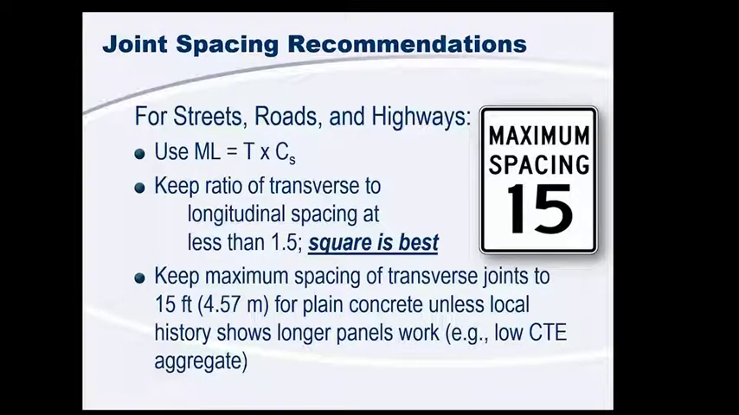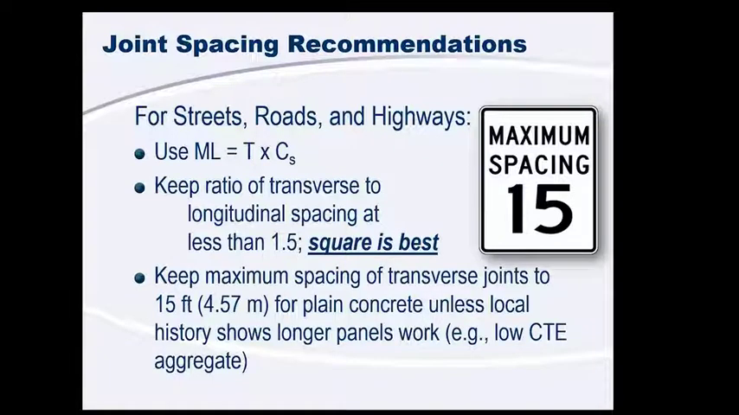We've already talked about that we want to limit it to about the thickness times the support constant, but we also want to maintain about a square shape or a rectangular shape. We don't really want to exceed an aspect ratio of 1.5. And what I mean by that is if the width of our slab or the width of our paving lane is 12 feet, we wouldn't want to exceed 18 feet in our transverse joints.